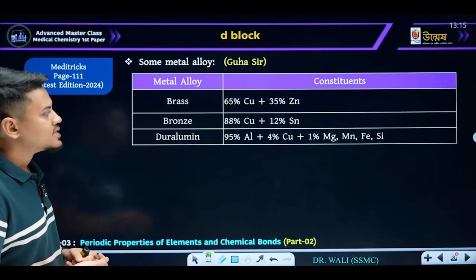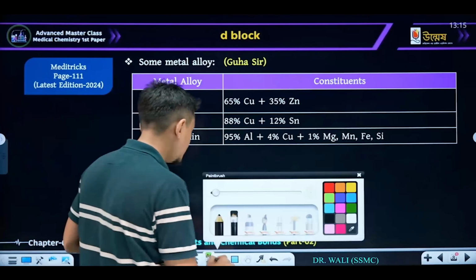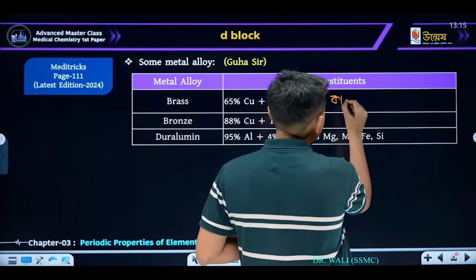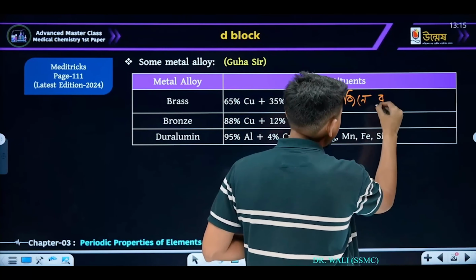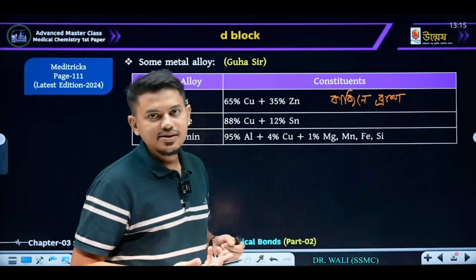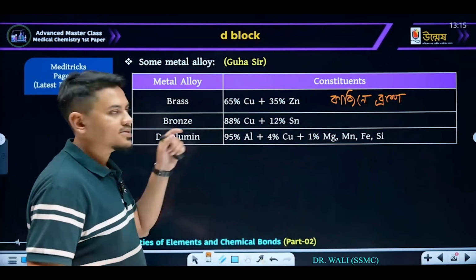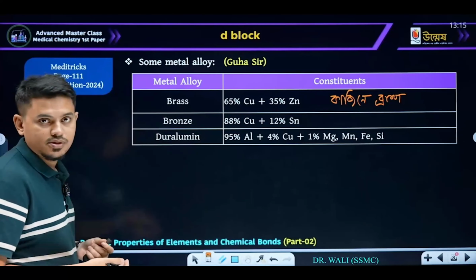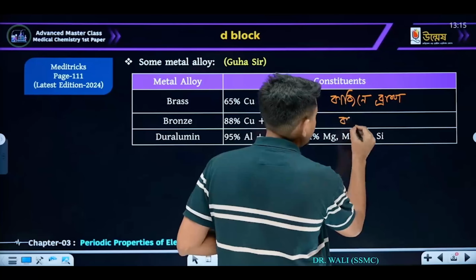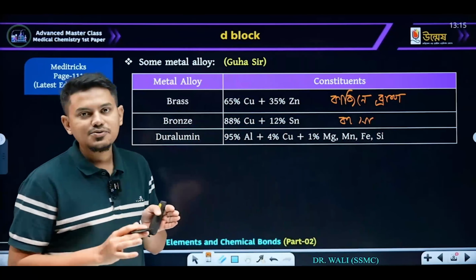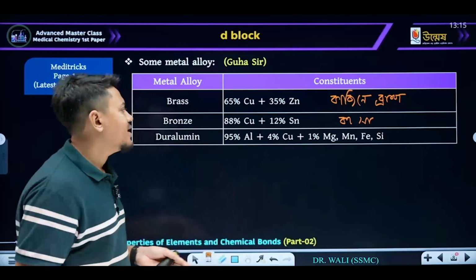In case of brass, the constituents are copper and zinc. We remember this using a Bangla mnemonic. You should say "Kaziner brush." Regarding Kaziner brush, we can easily recall brass is composed of copper and zinc, and mostly it is copper. On the other hand, regarding bronze, in Bangla it is kasha. So kasha would guide you to recall copper and stannum.